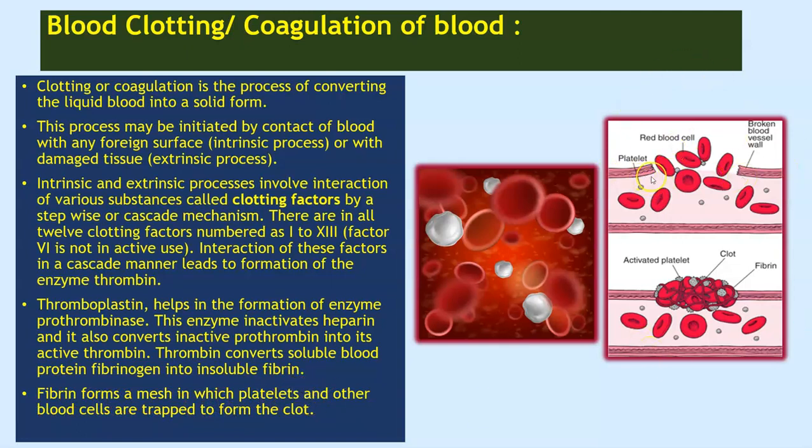Have a look at this image here. Here you can see that there is a rupture in the blood vessel and the RBCs and platelets are moving out from the broken vessel wall. When it is ruptured, this entire event takes place, where the activated platelets form fibrin. This fibrin forms a mesh in which the platelets and the RBCs get trapped and form a clot. That is, they plug the ruptured region. This phenomenon is called blood clotting.